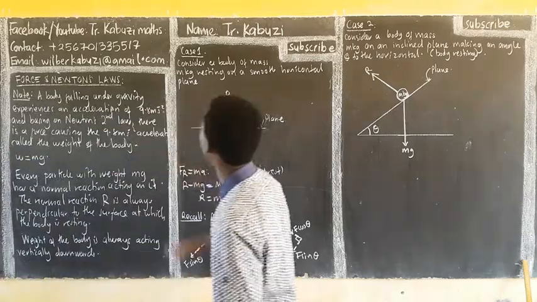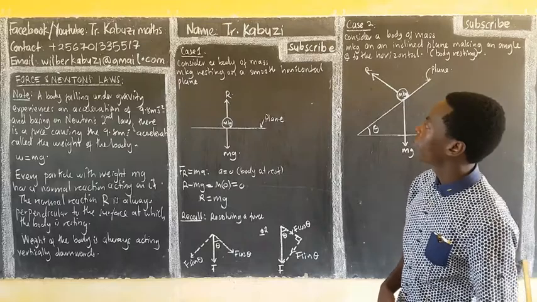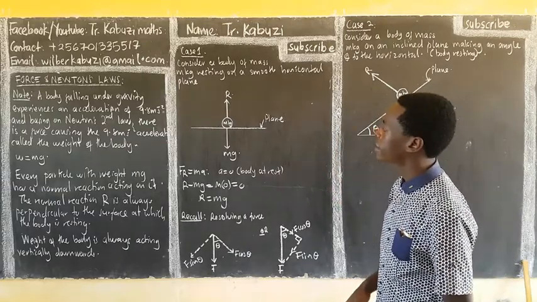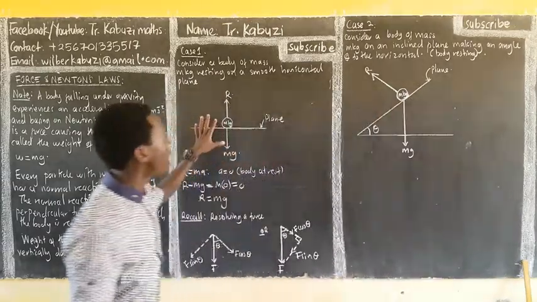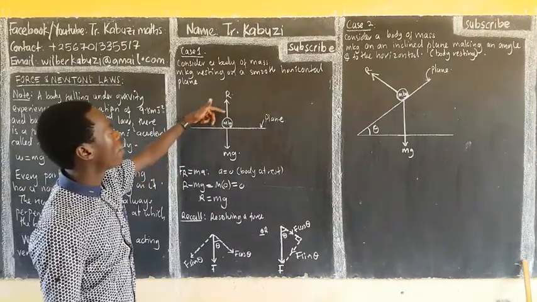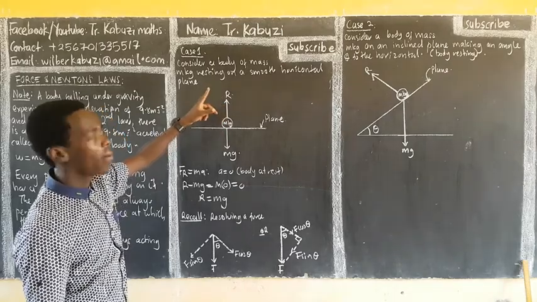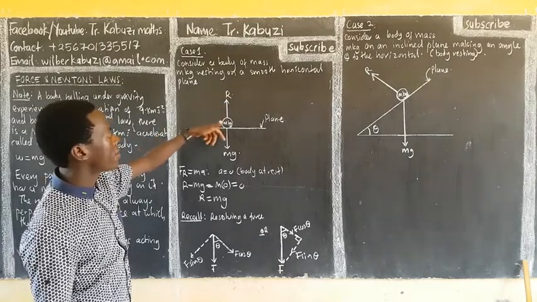Let us see case 1. Consider a body of mass m kilograms resting on a smooth horizontal surface. Now this one is resting at this surface. So this is the body of mass m kilograms. Of course, as long as it's a body, there is always a reaction which is going to be acting upwards against it. Now this is always going to be the way.